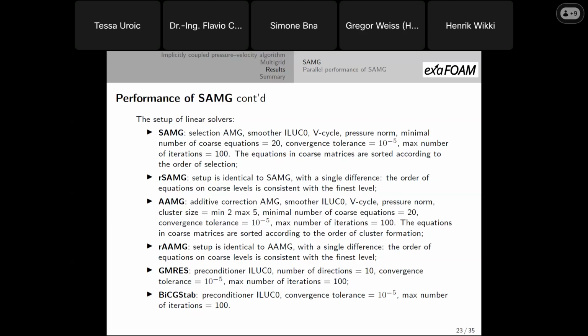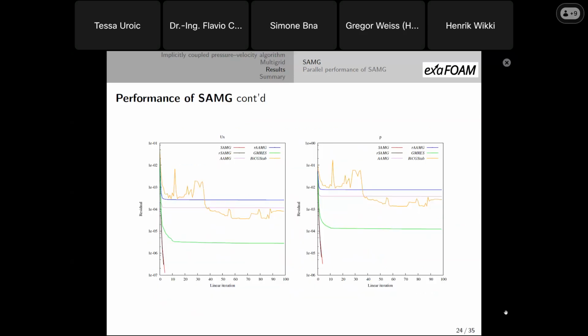permuting the rows of the coarse level matrices. So multiplying it with the permutation matrix to change the order of equations on coarse levels. There is a question of scaling the rows to have diagonal elements which are of the same order of magnitude and so on. And also we have compared to standalone Krylov subspace solvers, GMRES and BiCGStab, both used for asymmetric matrices. Okay, next slide, please.